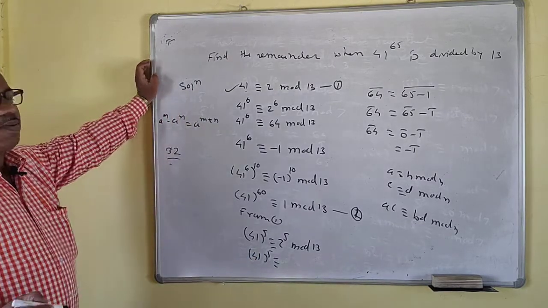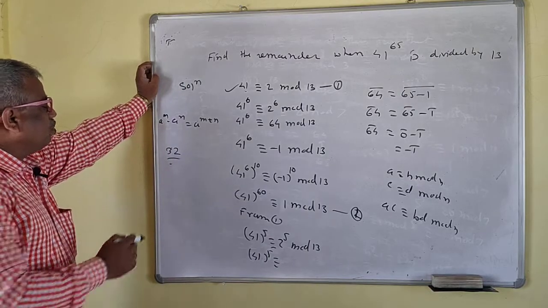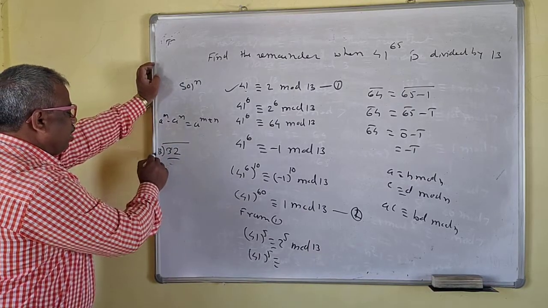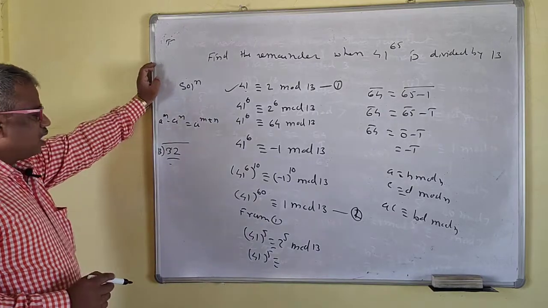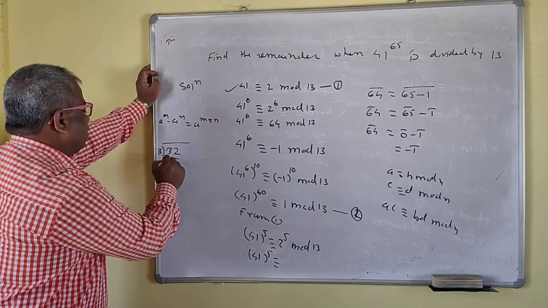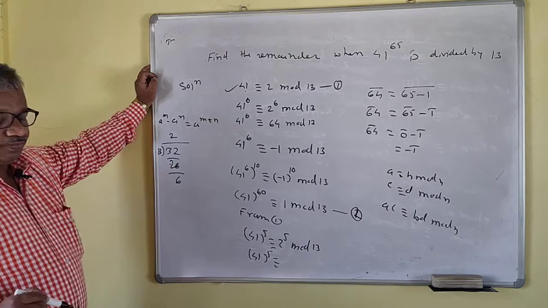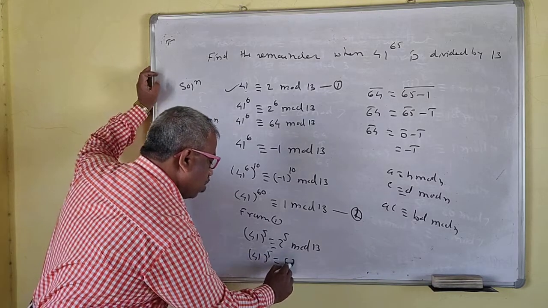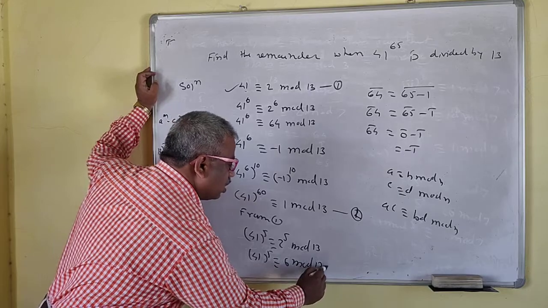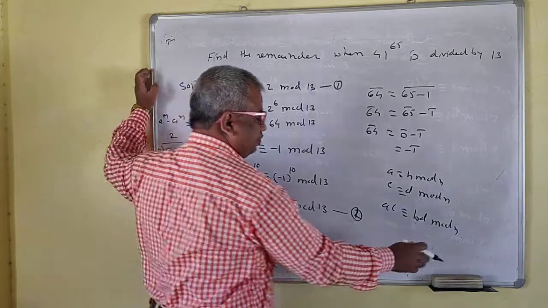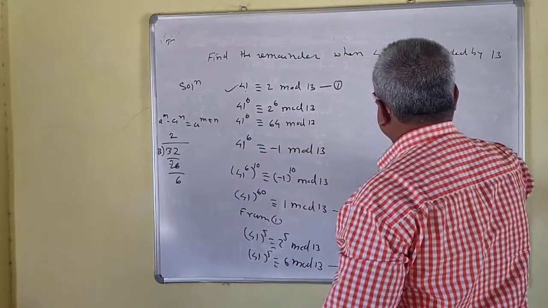But 32 divided by 13, what is the remainder? So divide by 13 and find the remainder. This is 26, so the remainder is 6. So this is 6 mod 13. I will call this 3.